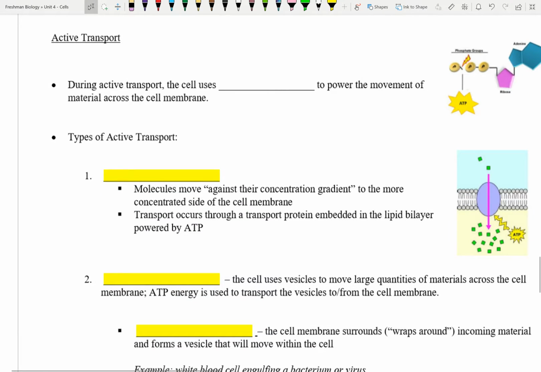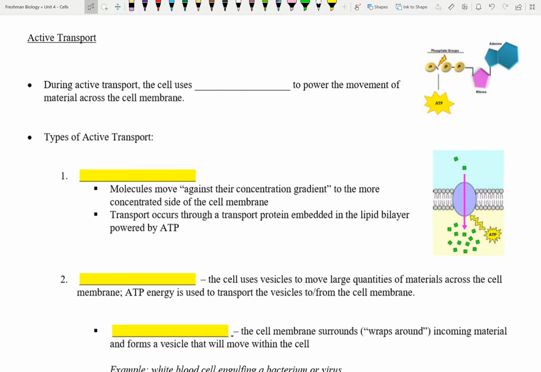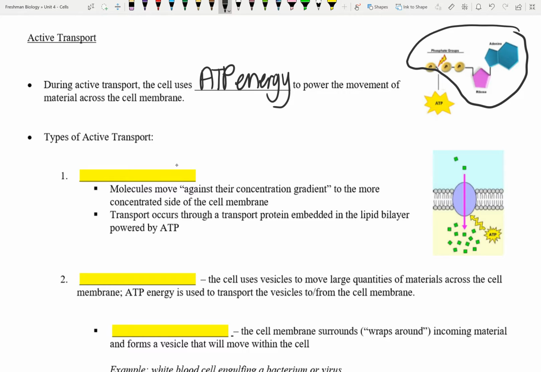Next, we're going to learn about active transport. So active transport is when a cell has to use energy to move material across the cell membrane. And the specific kind of energy that cells use is called ATP energy. So this is really the first time we're talking about ATP. ATP is the cell energy form that is used anytime work needs to be done in a cell. And this is ATP. A lot of times this symbol, which looks kind of like a firecracker or dynamite symbol, is used to represent ATP.